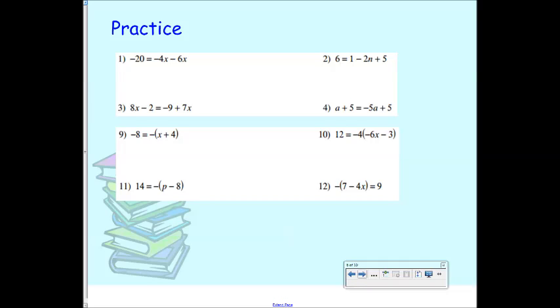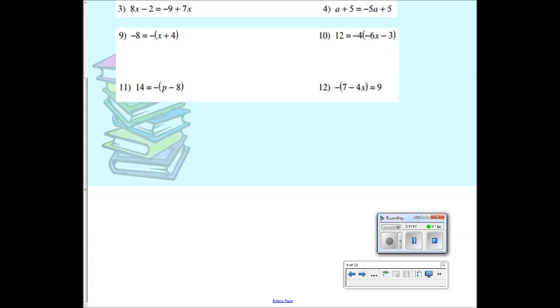All right, eyes up here. So let's look at 14 together really quickly. On 14, I mean 11, which starts with the number 14. Okay, so number 11, 14 equals negative p minus 8. What do I do? Distribute the negative. So if I rewrote this problem, what would it actually look like? Plus 8. Very good. So it becomes a plus 8.